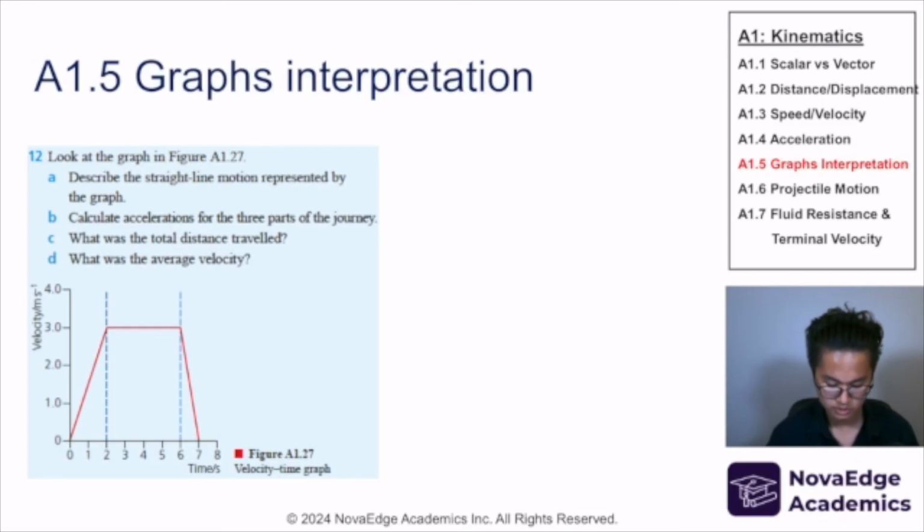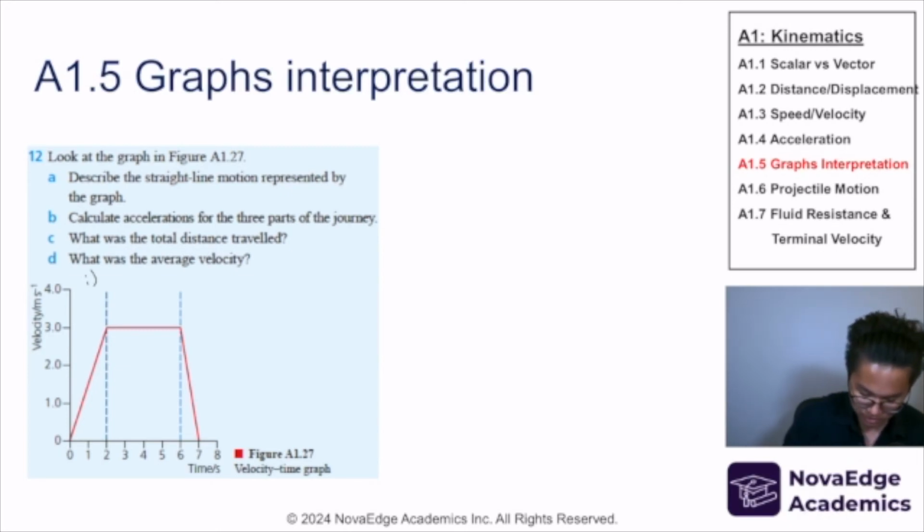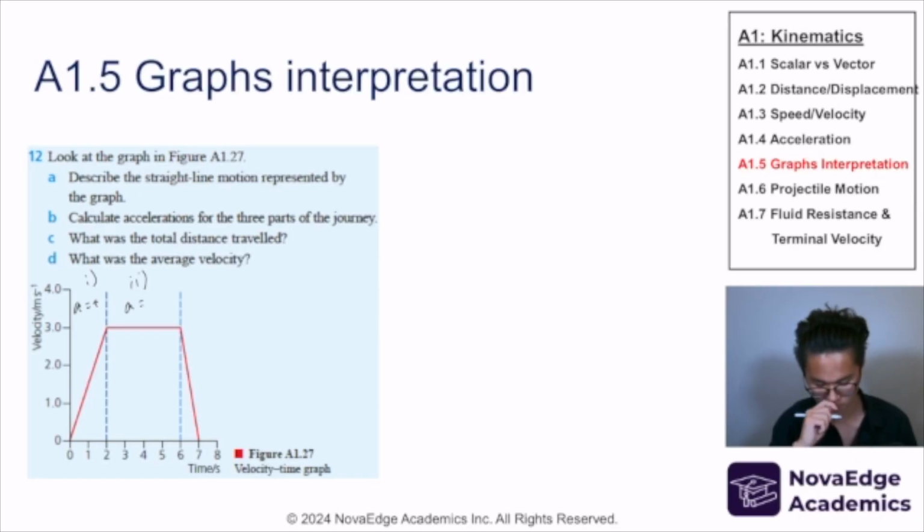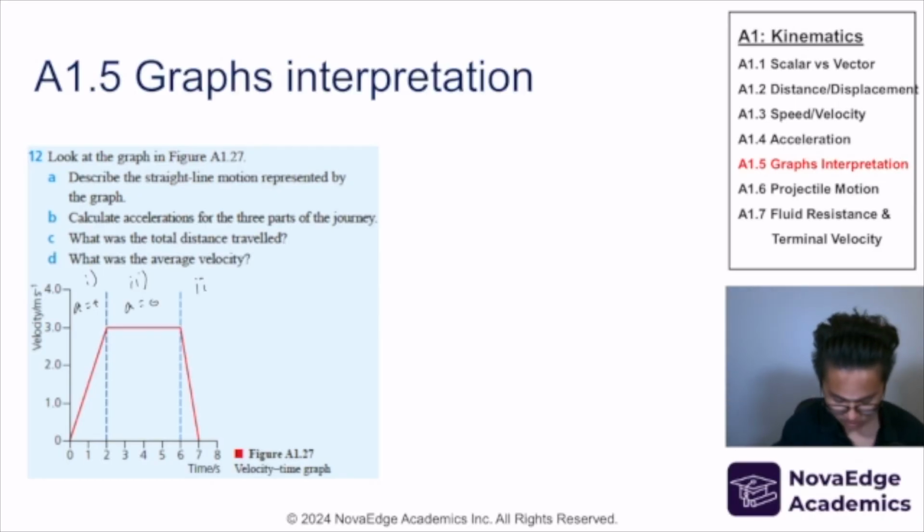Alright, so part A. Describe the straight line motion represented by the graph. In the first section, let's call this I. The velocity is increasing at a uniform rate. That means acceleration is positive. In part 2, acceleration is 0 because velocity is constant. Part 3, well, the velocity is decreasing at a uniform rate, which means acceleration is negative, okay?